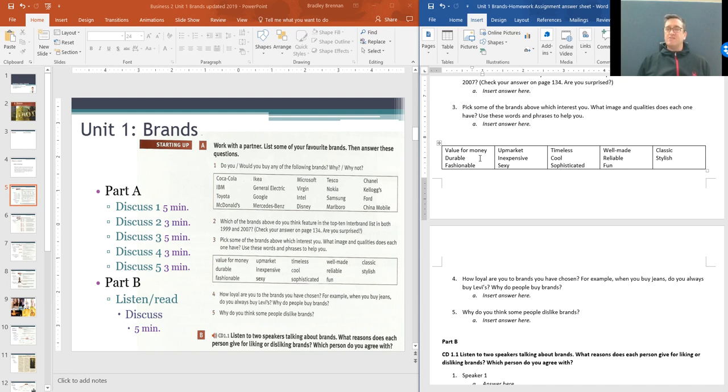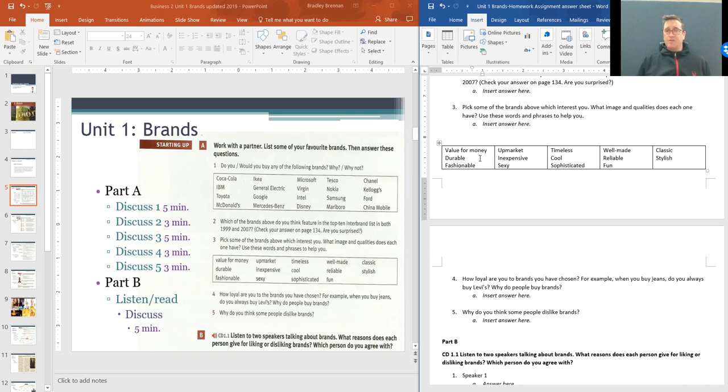Fashionable just means it's in style. Upmarket, another word for that would be high end. The opposite would be low end, or we could say upmarket, mid market, down market. Inexpensive means it's cheap. Well, different. Inexpensive just means it doesn't cost a lot of money. Cheap usually implies that it's low quality and inexpensive.